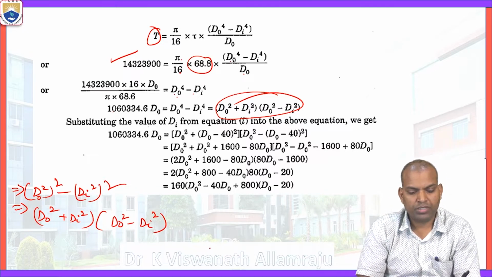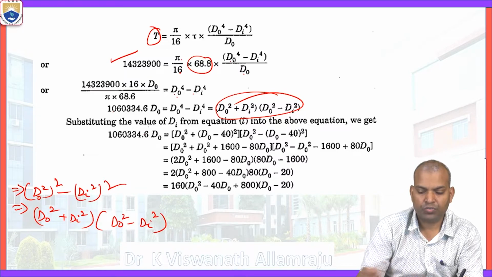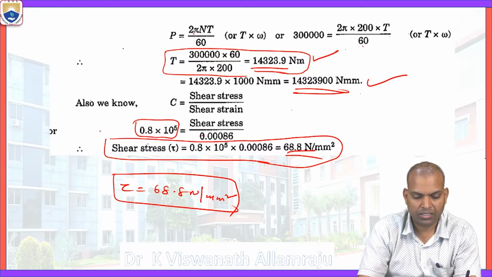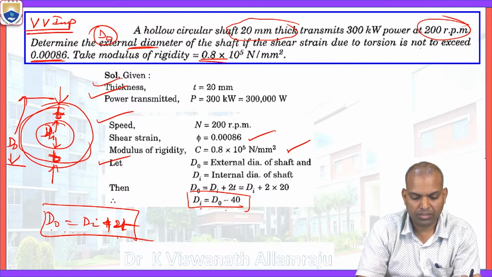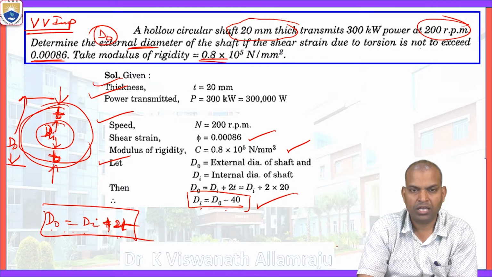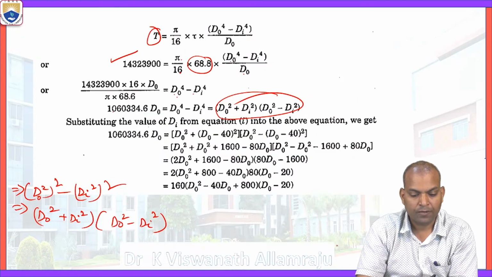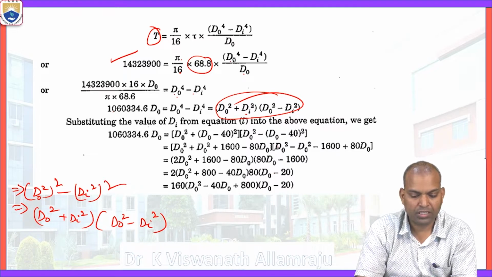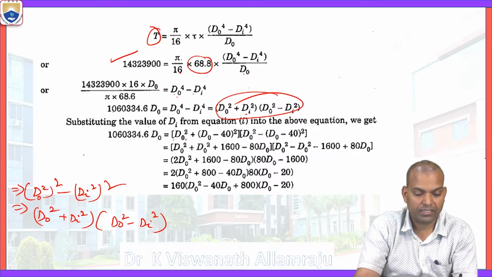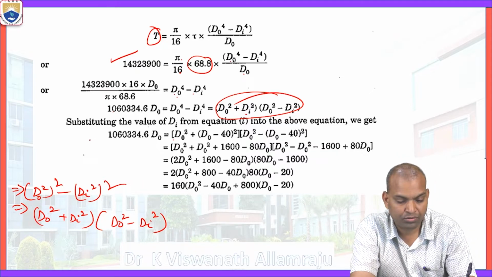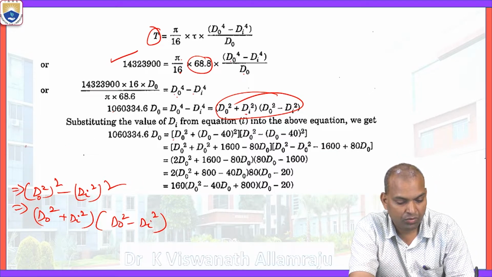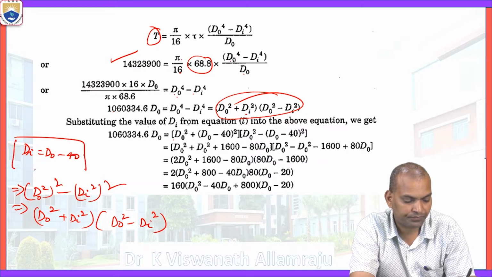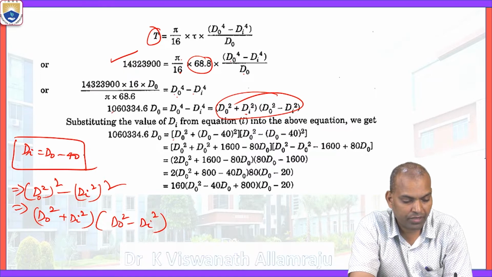Now substituting the value of di from equation 1. What is the equation 1? Here it is, the equation 1 we got. This is di equal to do minus 40. Substitute wherever di is there, that is do minus 40, and simplify it. Now here, very carefully you have to do. Di equal to do minus 40. This is the value.